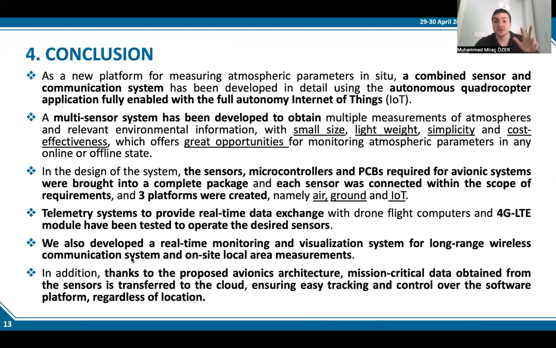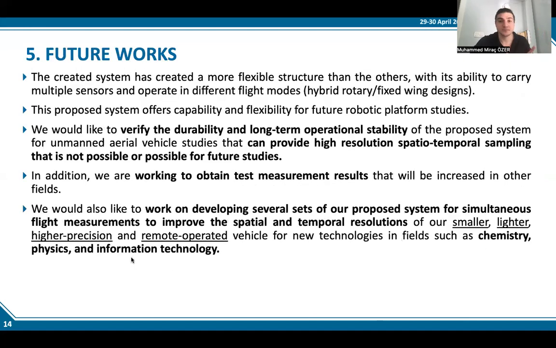air, ground, and IoT. Telemetry systems to provide real data exchange with the drone flight computers and the 4G LTE module have been tested to operate the desired sensor. In addition, thanks to the proposed avionics architecture, mission-critical data obtained from the sensors is transferred to the cloud, ensuring easy tracking and control over the software platform regardless of location.